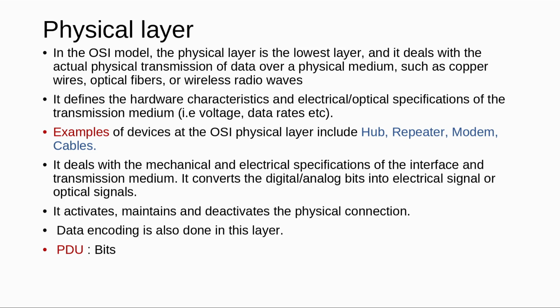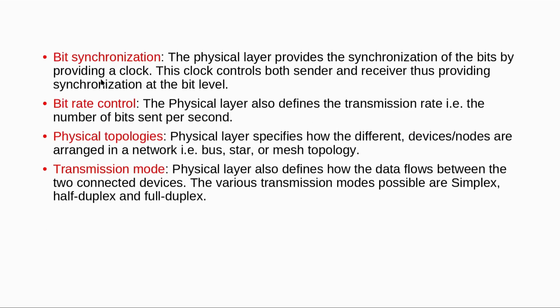It deals with the mechanical and electrical specification of the interface and transmission medium. It converts the digital bits into electrical signals or optical signals. It activates, maintains, and deactivates the physical connection, and data encoding is also done in this layer. So the PDU is bits, we already know that. These are the functions of our physical layer.